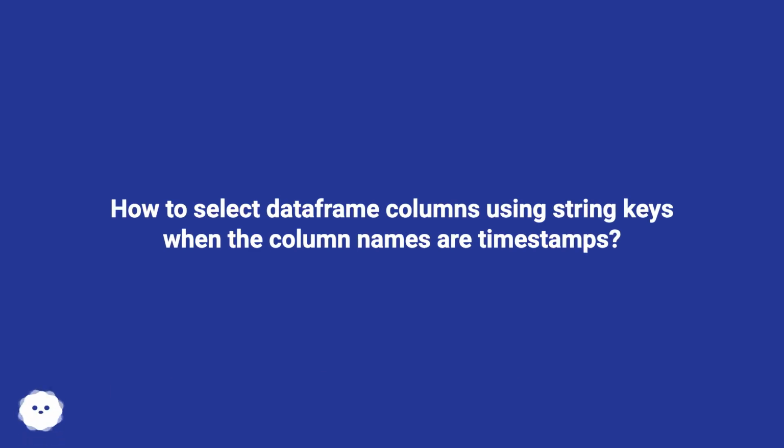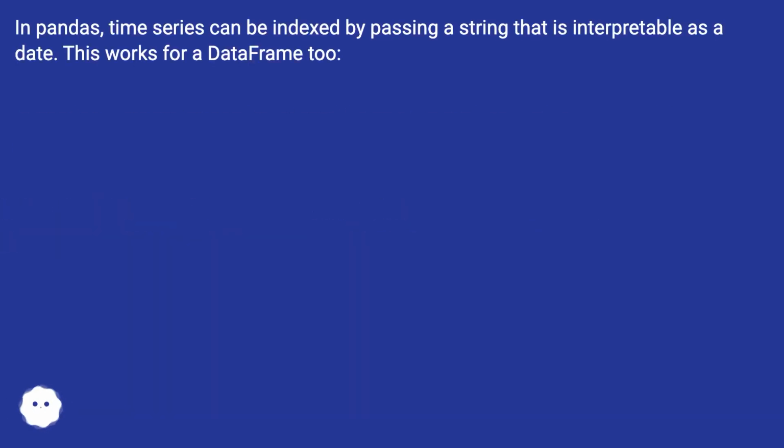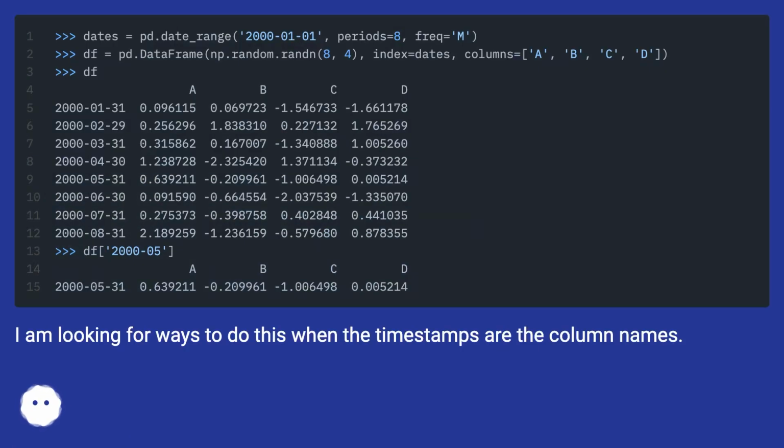How to select data frame columns using string keys when the column names are timestamps. In pandas, time series can be indexed by passing a string that is interpretable as a date. This works for a data frame too. I am looking for ways to do this when the timestamps are the column names.